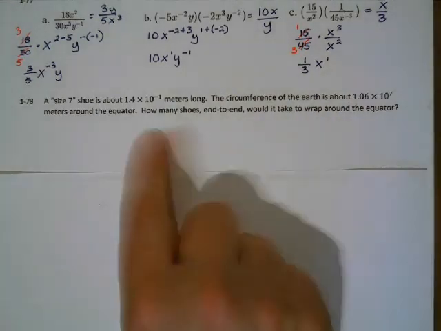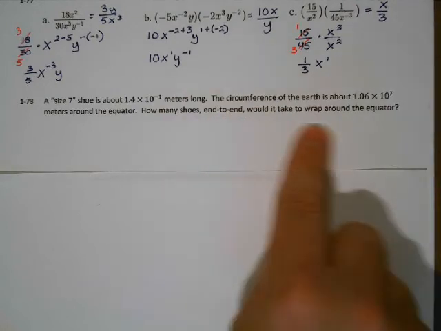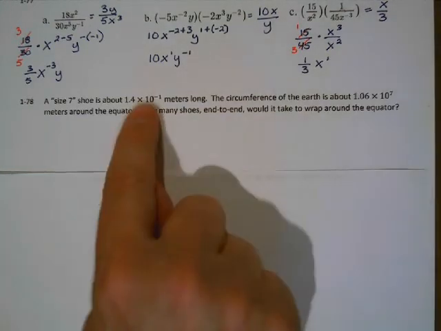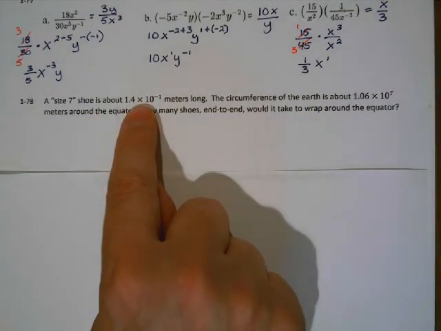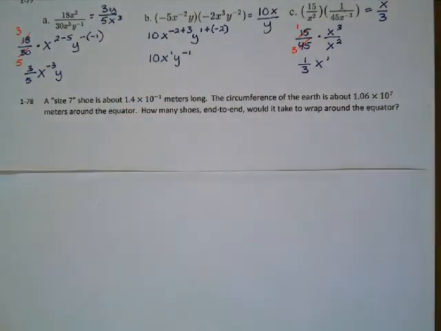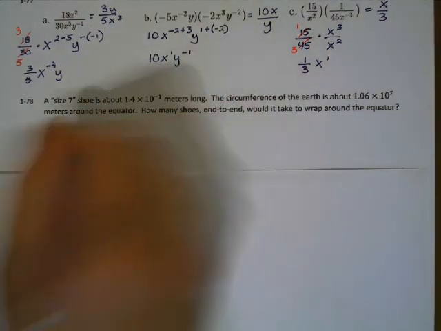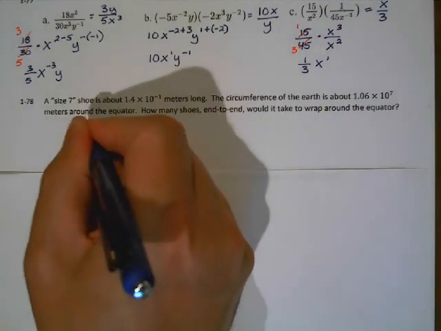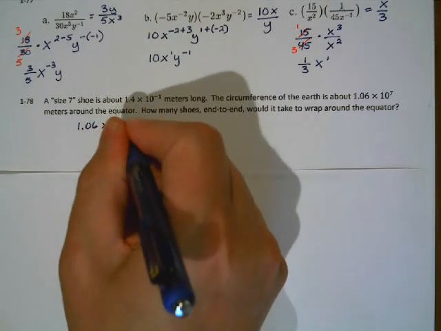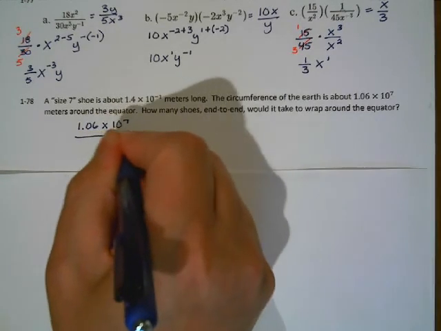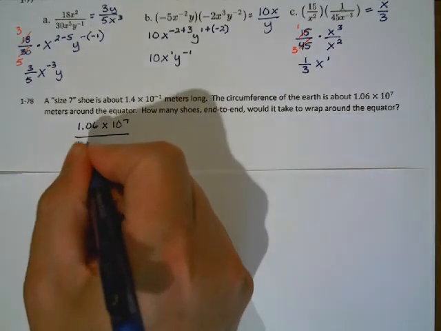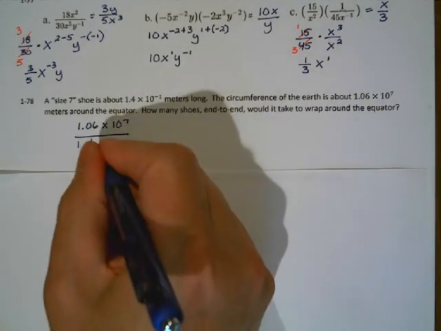And we want to know how many shoes end to end are going to be able to fit around the equator. Okay, so I want to know, I got this equator and how many of these shoes will fit around it. Well, it looks like we need to find out how many shoes will go into this number. So that's a division problem. All right, so I've got 1.06 times 10 to the 7th. And I'm going to divide by all those shoes that are going into there. So that'd be 1.4 times 10 to the negative 1.